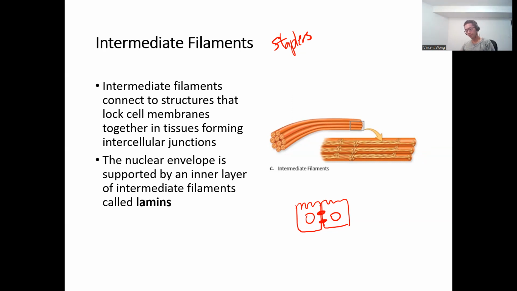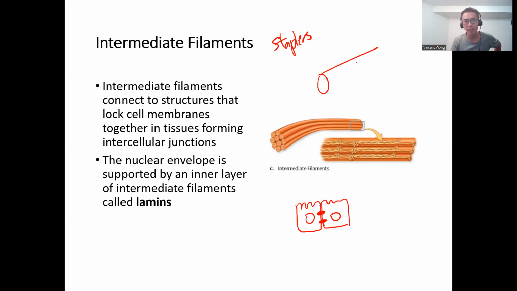Anybody? Okay, skin is a good one. We don't want things to leak out from our skin. We certainly don't want things to randomly leak into the body either. But anything else? Your stomach? Your stomach, your intestine, all those things have food content in them, and you just don't want them leaking all over the place. So that's why you need these intermediate filaments to staple the cells together.